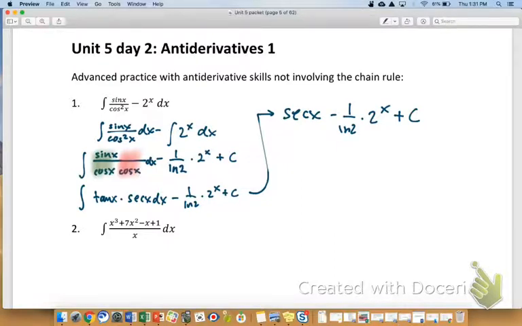Okay. Questions, concerns? Do you see how we're using the exact same skills, but we have to kind of get to the skill a little bit? Okay. So number 2 is a really nice example of that same thing.